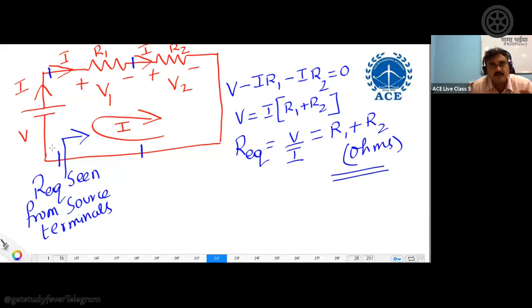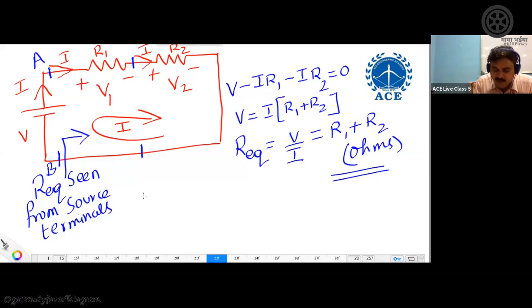So be very careful. R equivalent means just don't add elements in series. That's not the correct statement. R equivalent with respect to which terminals? In normal language, our terminals will be source terminals. If nothing is specified in the question, the meaning is it is with respect to source terminals. So R equivalent will be R1 plus R2 in this case.